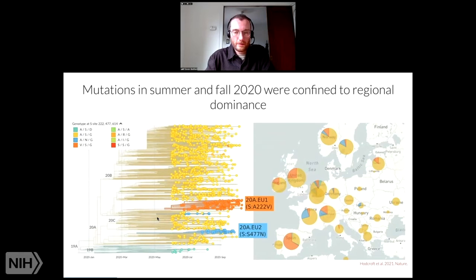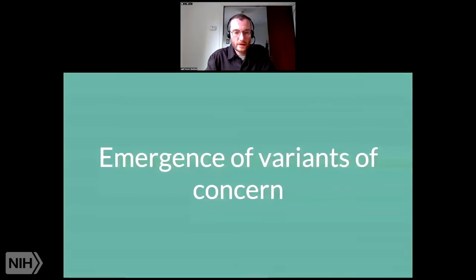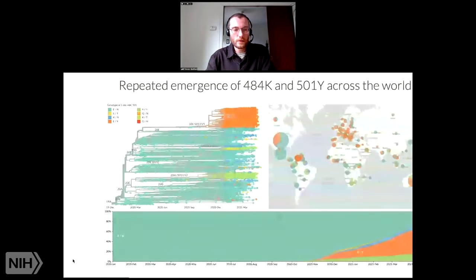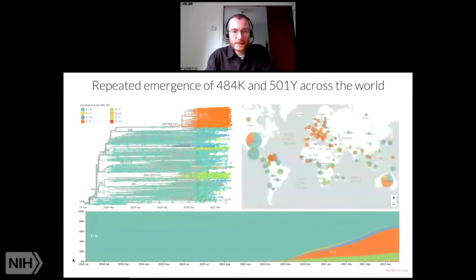But then we have the emergence of the variants of concern, which are much better viruses, and they spread farther. So the main hallmark here was the spike mutations at 484K and 501Y. We started to see these pick up all across the world. We started to detect them in December. They were occurring a bit before that.